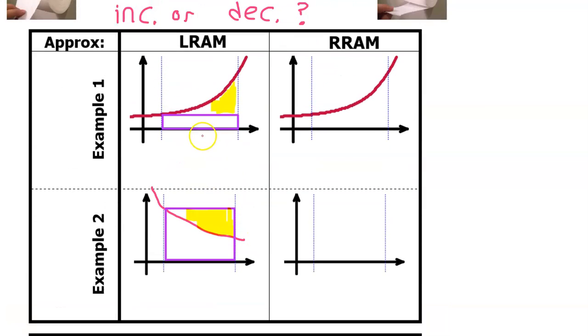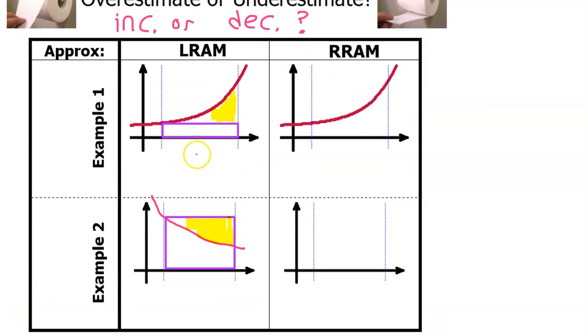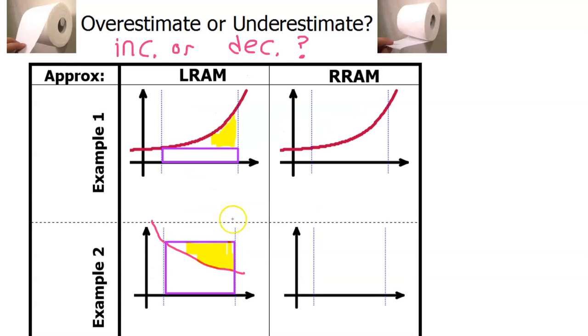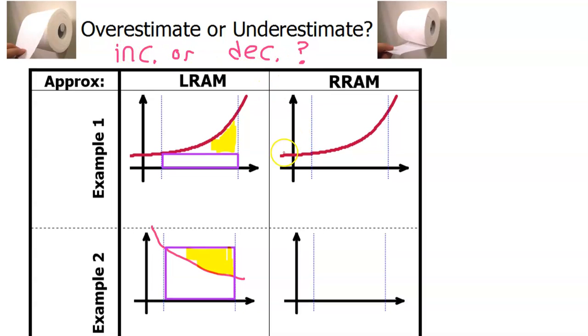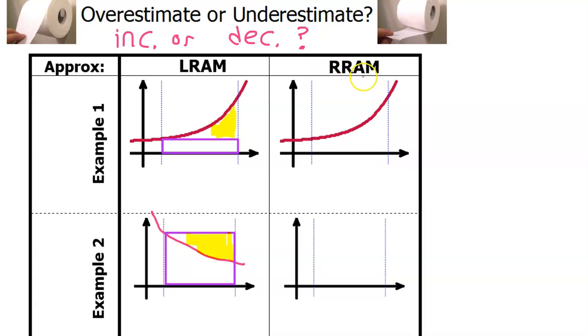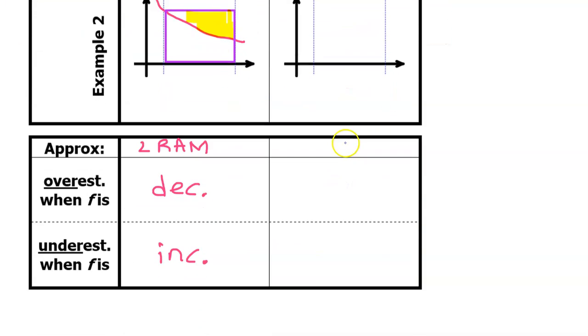All right, you don't have to memorize whether it's going to be an overestimate or an underestimate. Just draw the picture. All you have to memorize is that what matters is whether it's increasing or decreasing. You can probably guess that RRAM is going to be the opposite. So let's draw a quick right rectangle. All right, the right edge touches the curve. So in this case, we have an overestimate. There's extra area here. So RRAM is giving us an overestimate for when the curve is increasing.